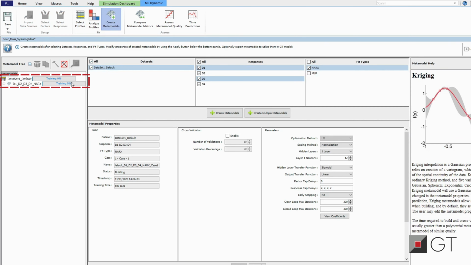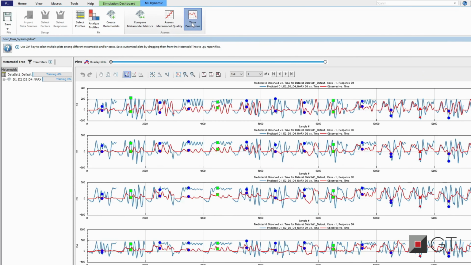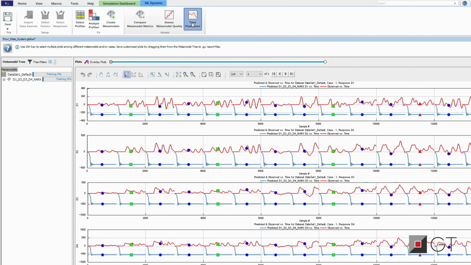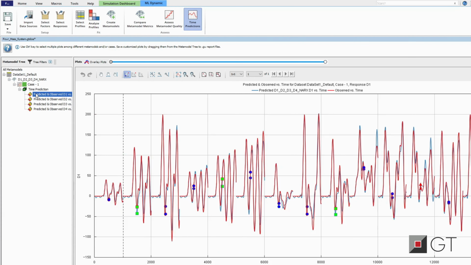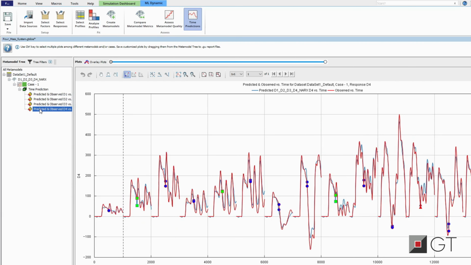Train the data to a dynamic neural network. The machine learning assistant provides real-time plots to assess how well the metamodel fits the data. After training the dynamic neural network, it can be exported for a variety of fast-running use cases.